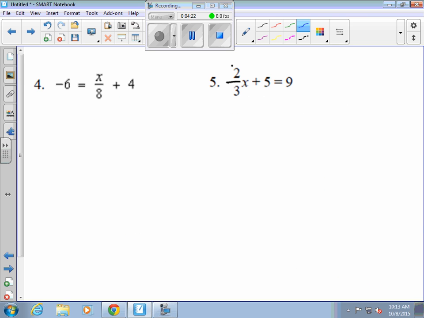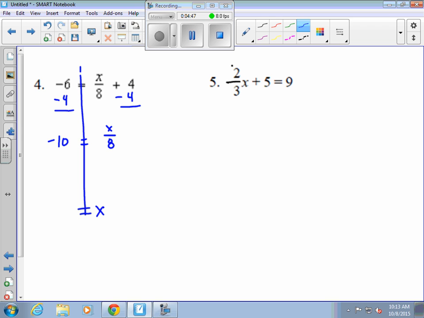Number 4 says -6 equals x over 8 plus 4. So our goal: we can't put x over 8 plus 4 together because one has an x and one doesn't, not like terms. So we undo. Undo plus 4 first by subtracting 4. If you do it there, do it here. Same signs, -6 and 4. Add them up and get 10 and keep the common sign negative. So we have -10 is equal to x over 8.